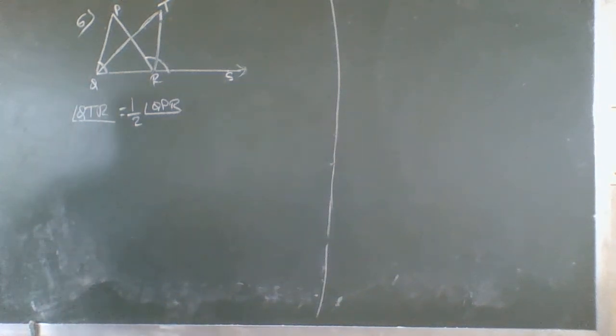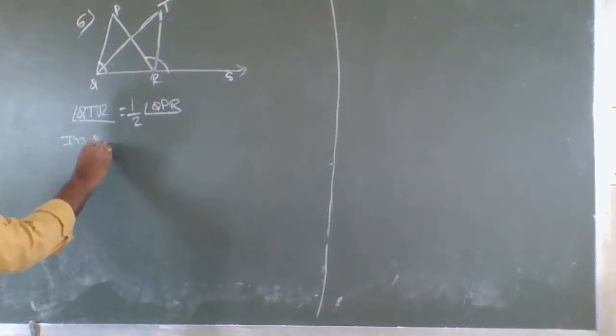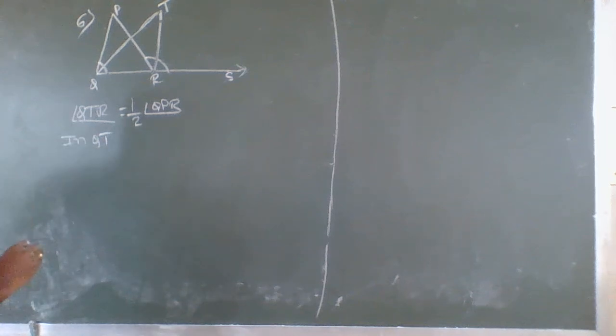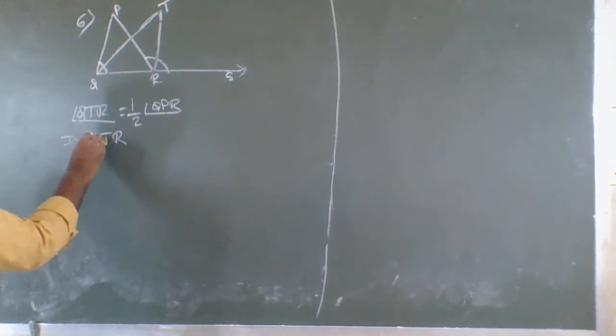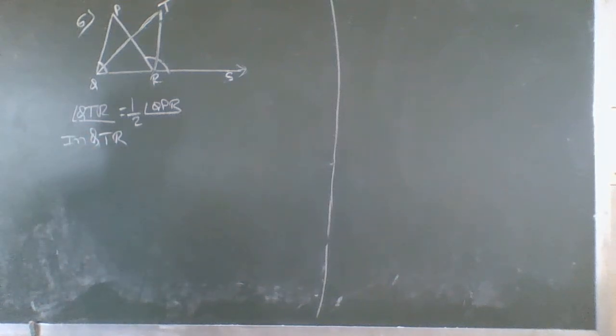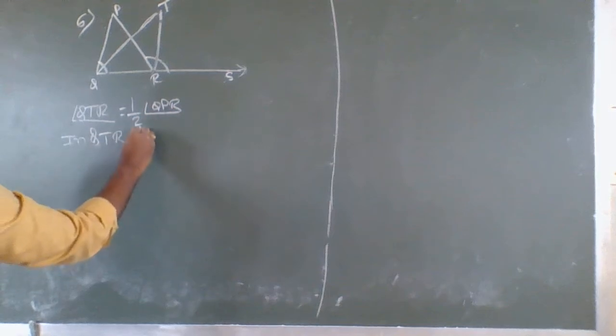So to prove this, first what I will do, in triangle QTR, so what can we write here? Angle TRS is an exterior angle. Here in QTR, angle TRS is an exterior angle.